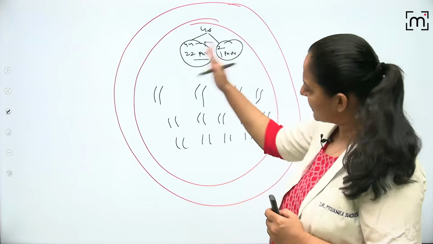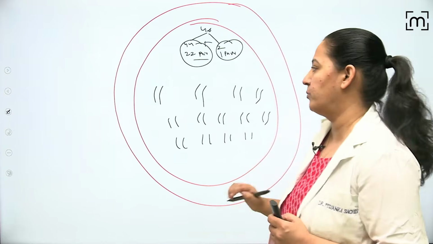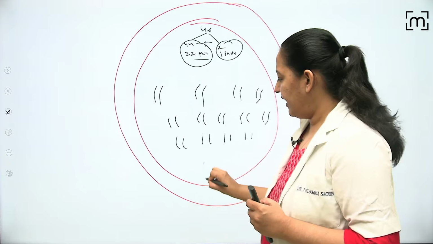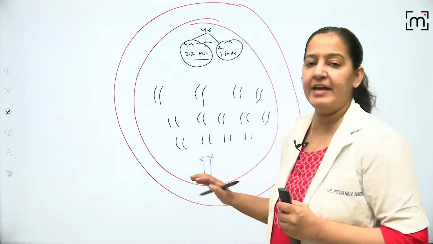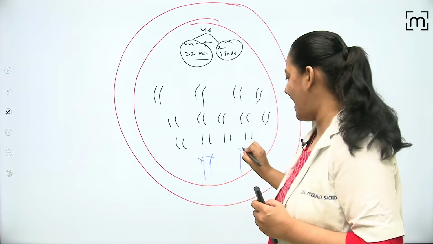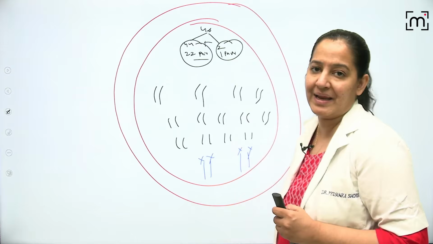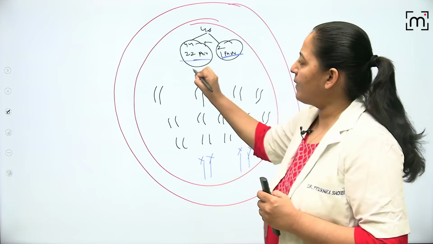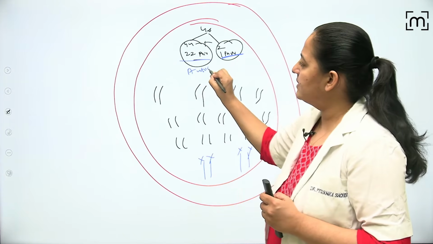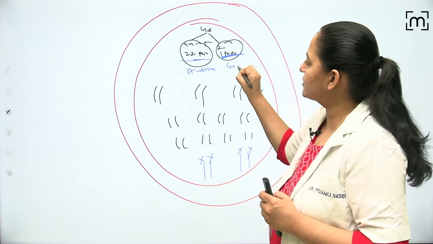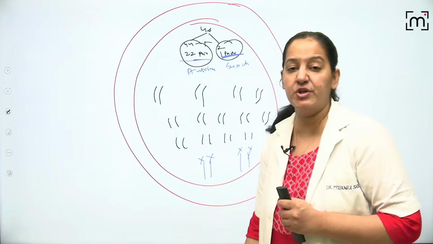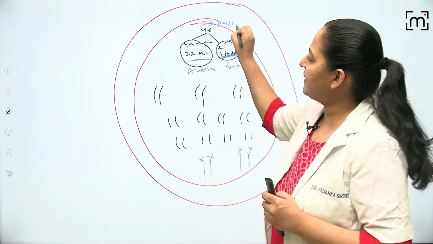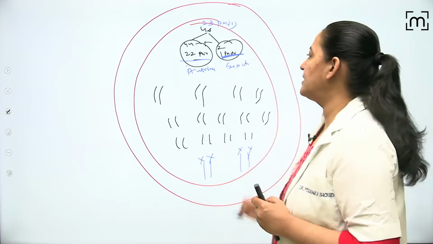These are autosomes. The last one is the sex chromosome, that defines the sex of the individual. If both of them are XX, the individual is female. And if one of them is X and one of them is Y, the individual is male. So the last pair, the 23rd pair, is the sex chromosome. 22 pairs are autosomes and the last pair is the sex chromosome that defines the sex, the gender, of the individual. So total 23 pairs are there.